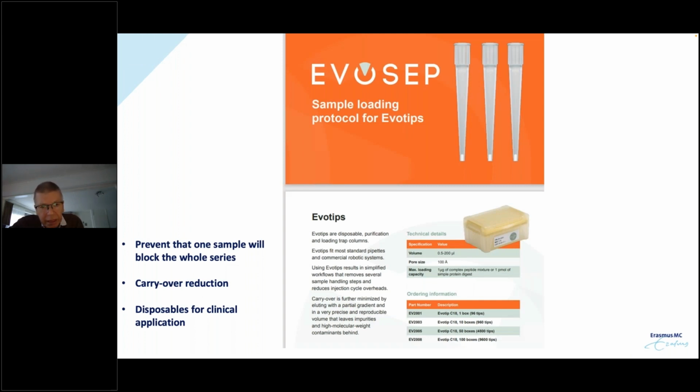It's also mentioned on the Evosep website, and in the previous presentation, what the advantages of this kind of tips are. But I think it's also of interest that this parallel way of tips prevents one sample from blocking the whole series, which can happen in a serial measurement. Of course, it's also mentioned that carryover can be reduced by this kind of tip, and I think it's highly nice that we can use this kind of tips for clinical applications. And I think the possibility to automate with this kind of tips is highly possible, also presented in the previous presentation. Next slide, please.